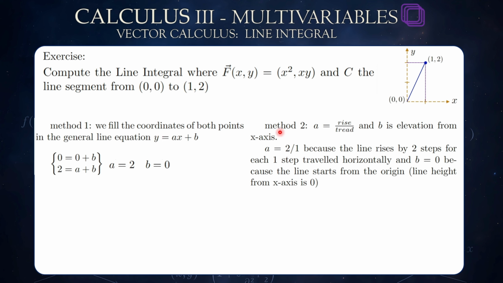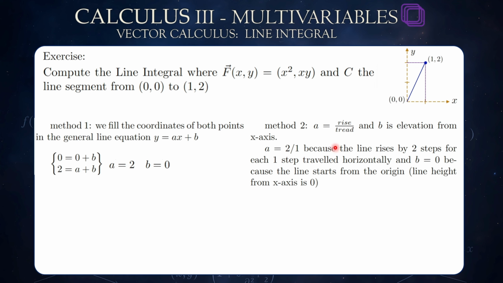Another method is equal rise over tread. Rise, how much the function is rising, over horizontal displacement, which is the x displacement. And b is the elevation from the x-axis. Since this line is not elevated from the x-axis, it intersects with the origin of the axis, so b is equal to 0, and rise over tread is 2 divided by 1.